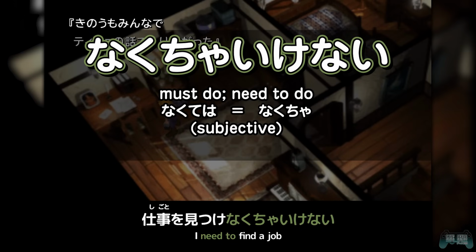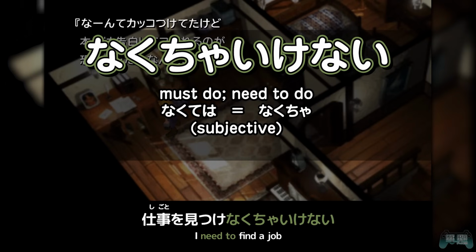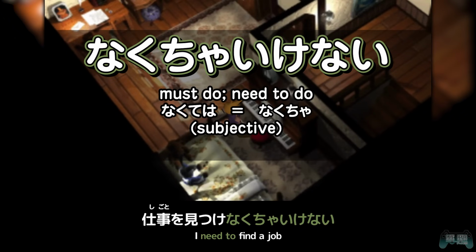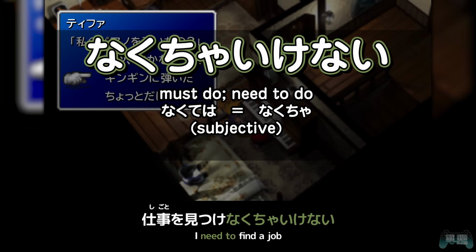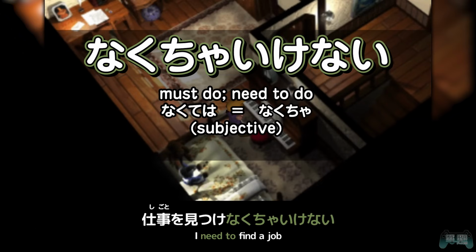However, this spoken language, nakucha ikenai, is a more casual contraction of this formal language, and it's much more widely used. So nakutewa contracts to nakucha, and then ikenai can contract into the more casual dame, or just stay as ikenai. They can both be interchanged. So we can see here in the example from Final Fantasy VII, where Cloud is telling the story of the events that happened 5 years ago, and he reads a letter that he wrote to Tifa saying that he has to find a job. Shigoto o mitsukenakucha ikenai.